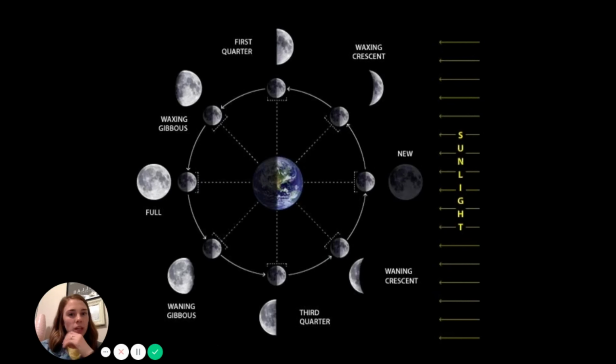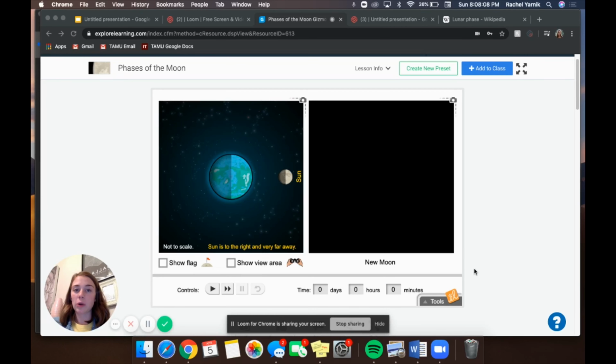So for each phase, we're going to see waxing crescent for 3 to 4 days, first quarter for 3 to 4 days. There isn't a specific number. It just kind of is in that range, in between 3 and 4 days. I'm going to use a gizmo real quick for a visualization, and then we'll be done.